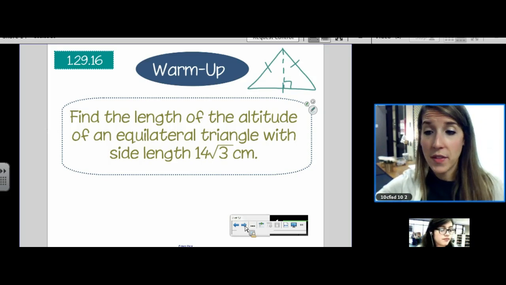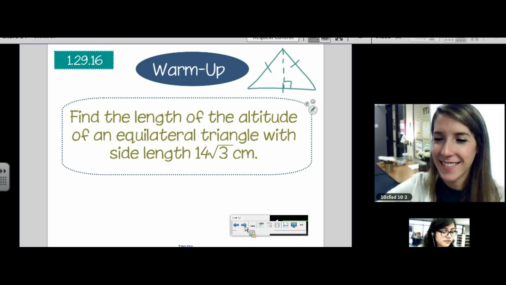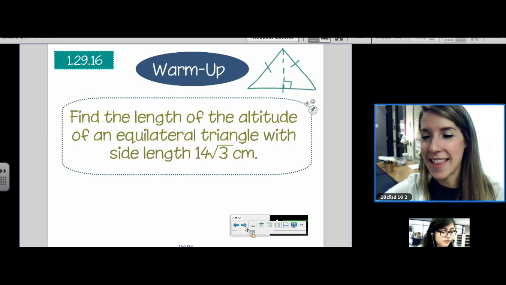And then, what do we know about this equilateral triangle? Everyone's still talking about band. Yes, Aaliyah, I was getting at that.